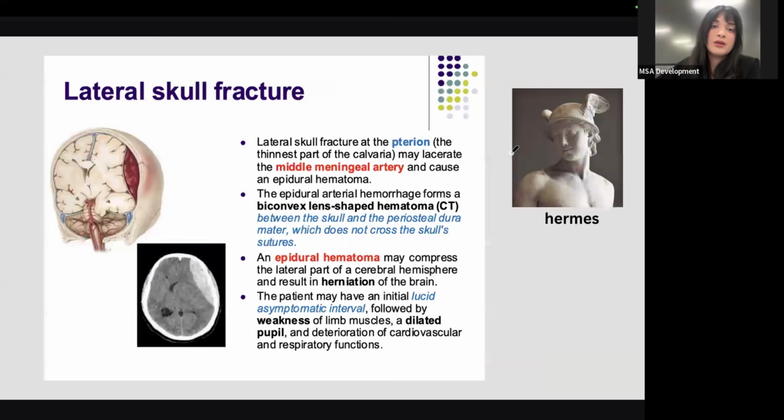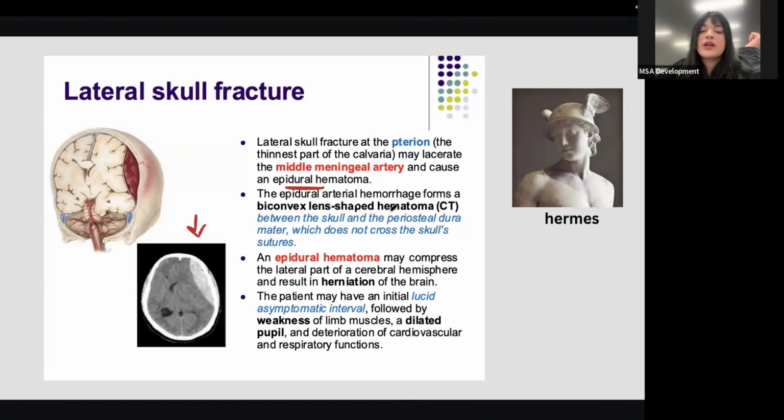Okay, so let's talk about the pterion. So the pterion is over here, and there's like a lot of bones connecting. Okay, and this is where like they all connect. And this is a very, very fragile part of the skull. If there's like a fracture here, or if there's a blow here, it's going to rupture the middle meningeal artery. It's going to cause an epidural hematoma. So this is an epidural hematoma.